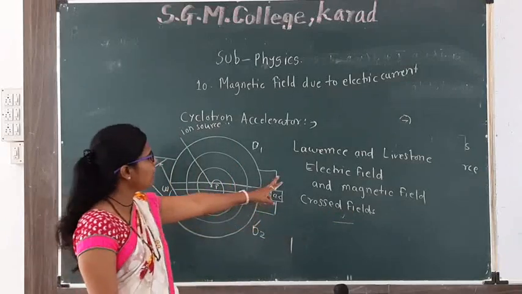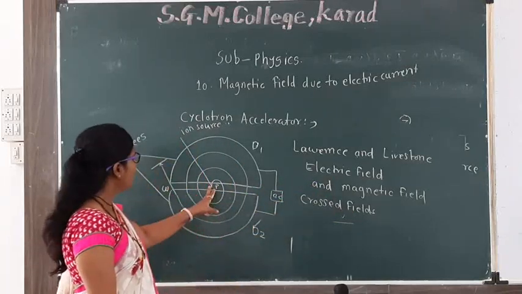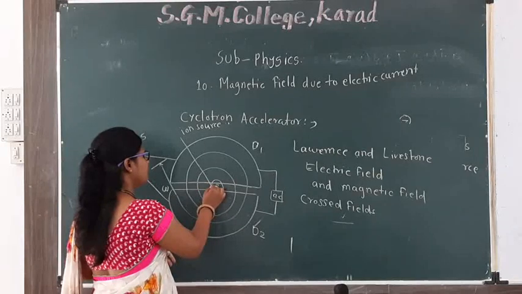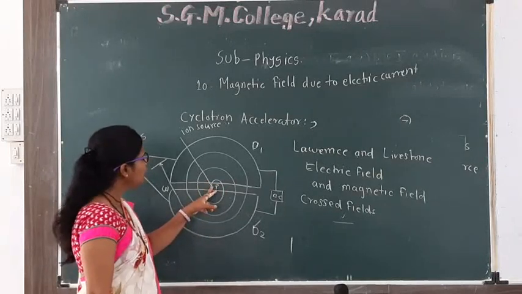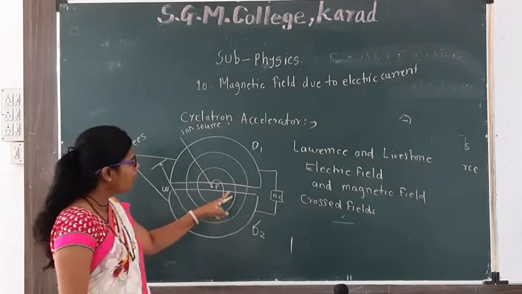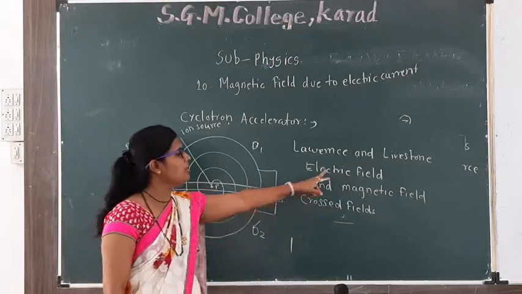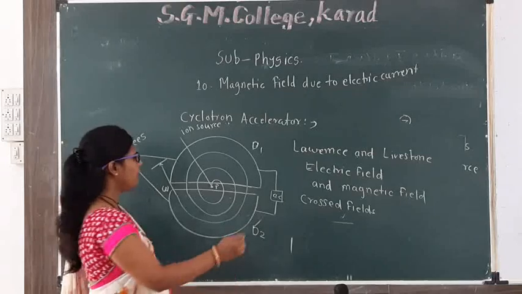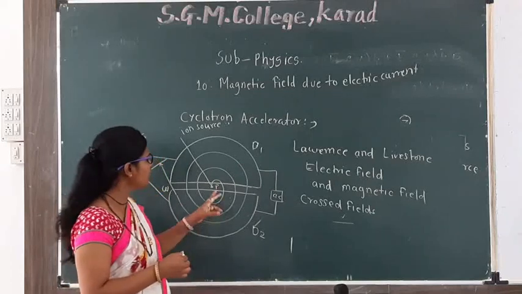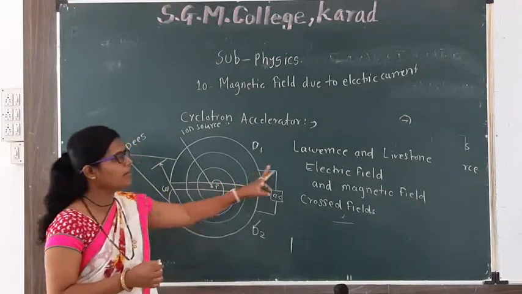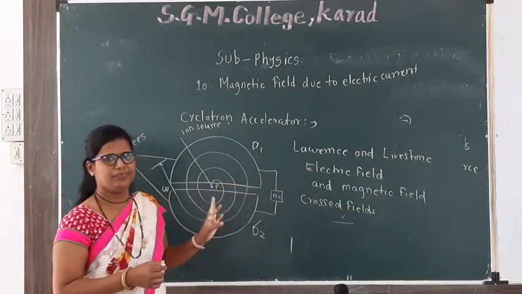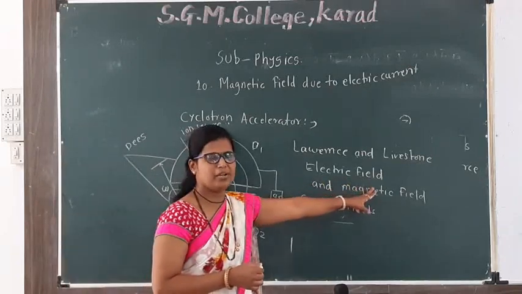Now the magnetic field is used to make the positive ions move in a circular path, and the high frequency electric field accelerates them. The positive ions move in a circular path due to the magnetic field, and they are accelerated by the high frequency electric field.